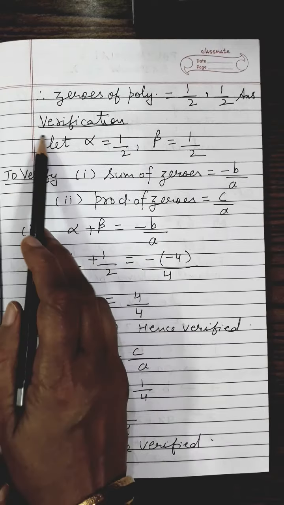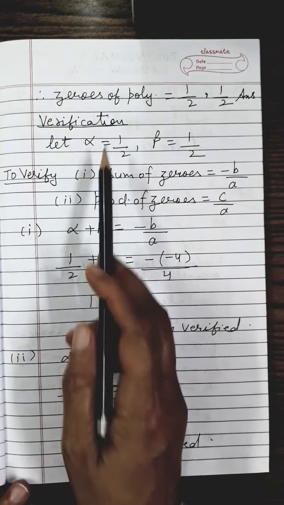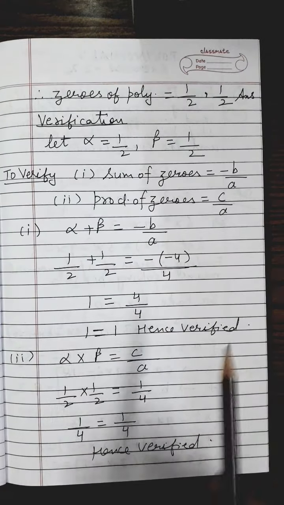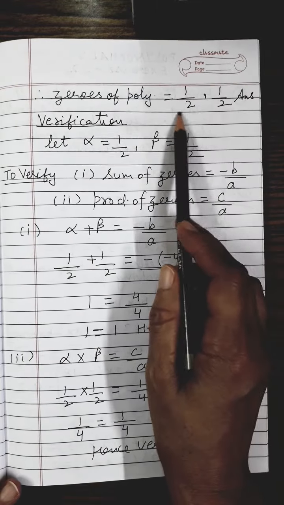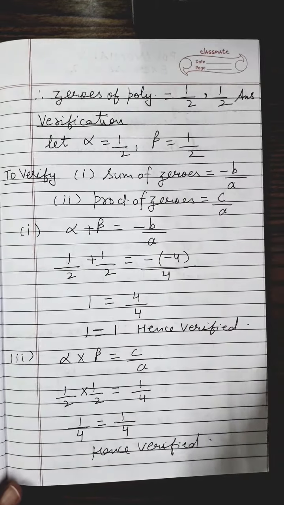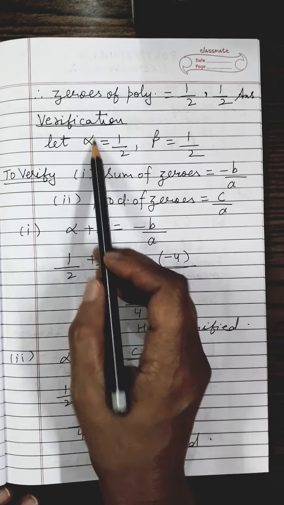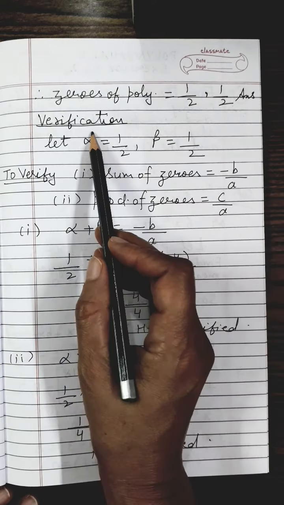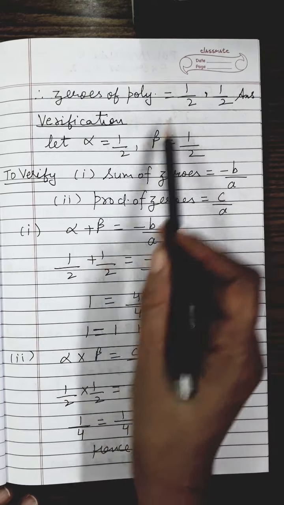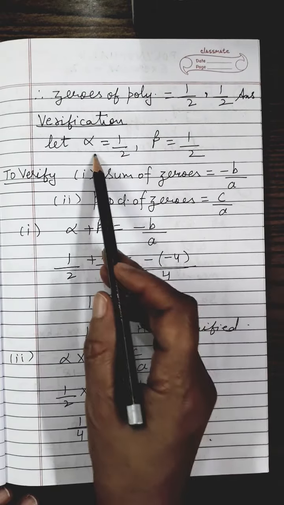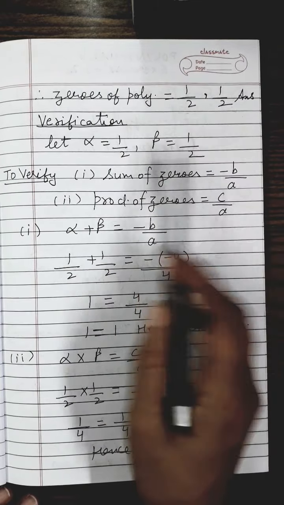Now in the second part you have to do verification. So what verification do you have to do? You have to verify the relationship between these two zeros and the coefficients of the polynomial. So I label these two zeros as alpha and beta. So alpha equals half and beta equals half. Alpha and beta represent the zeros of the polynomial.